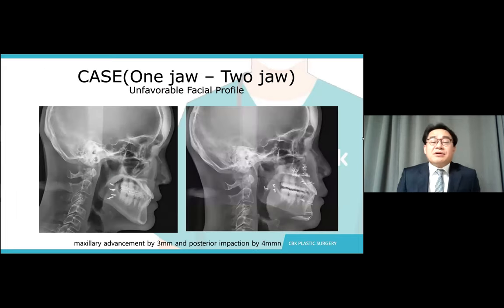This is a case of my redo OGS from one-jaw surgery. The patient got a one-jaw surgery at another dental clinic, and she still complained of long face, flat face, or wider face. So I found it's from the concave profile. I did the maxillary advancement by 3 millimeters and posterior impaction by 4 millimeters at PNS. And I did the setback genioplasty together.